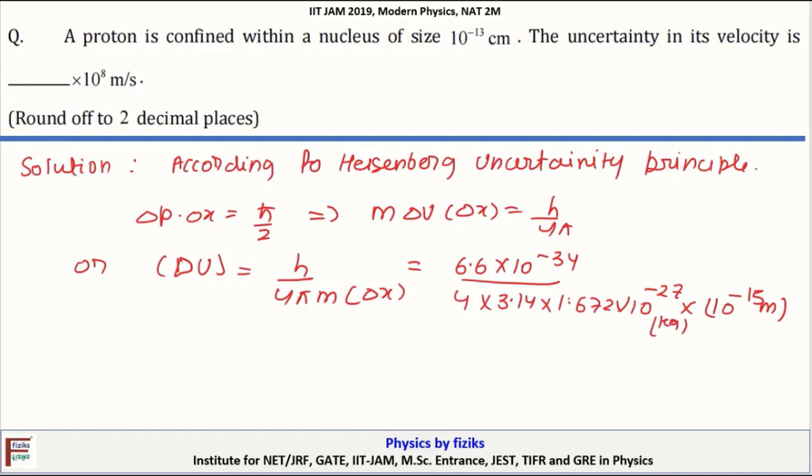Here it is centimeter. I have taken 10 to the power minus 15 meter. Calculating it, we will get 0.31 times 10 to the power 8 meter per second. That is 0.31. So our answer is 0.31.